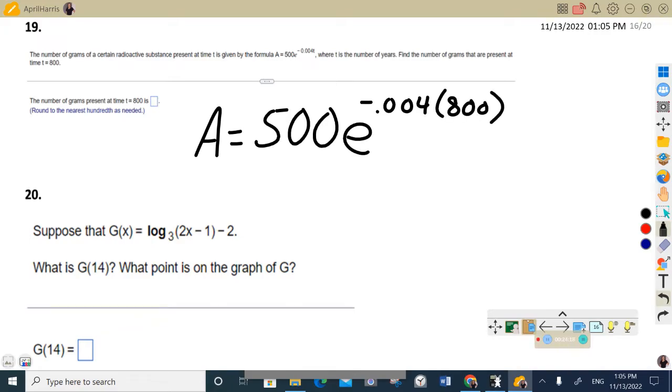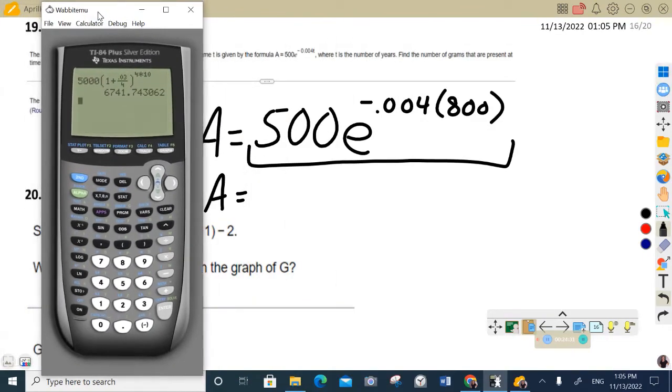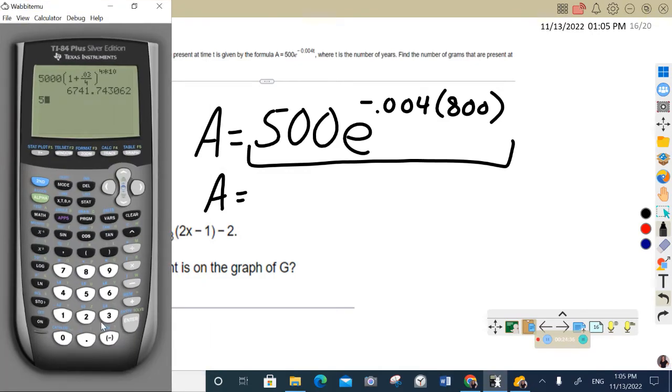And t is 800. So you're going to type this in the calculator just like you see it. And it says we're going to round to the nearest hundredth. So I got 500, second ln gives me e to the negative 0.004 times 800, just like you see it.